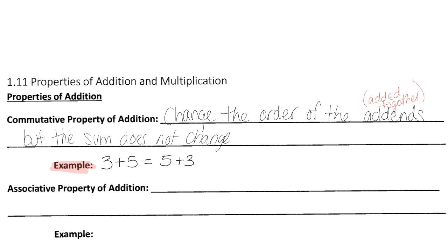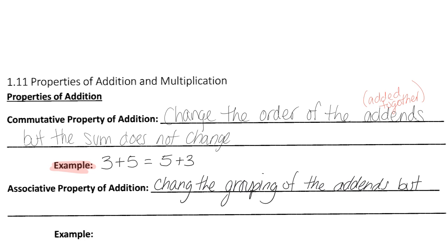Okay, the associative property of addition is when we change the grouping of the addends. But that also does not change the sum. So the sum does not change.